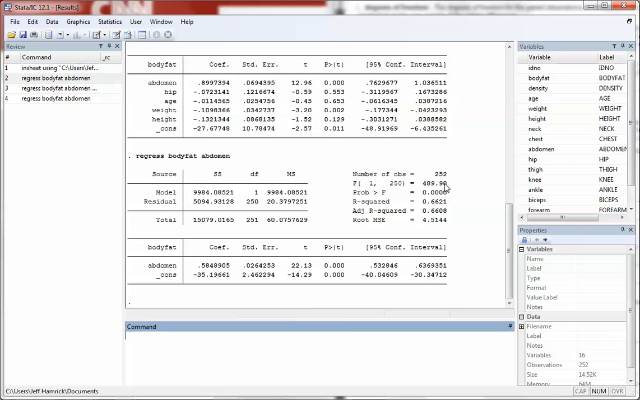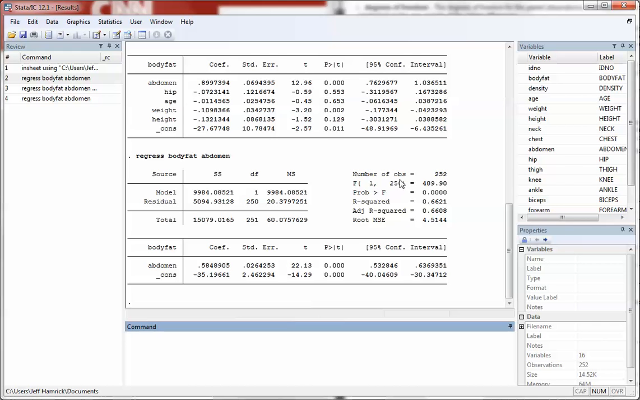That quantity, that ratio that we just took, is a Fisher random variate with numerator degrees of freedom equal to 1. That 1 is coming from over here. And denominator degrees of freedom equal to 250. That's coming from right here. That is a Fisher random variate that lies very far in the right tail of a Fisher distribution with 1 numerator degree of freedom and 250 denominator degrees of freedom.